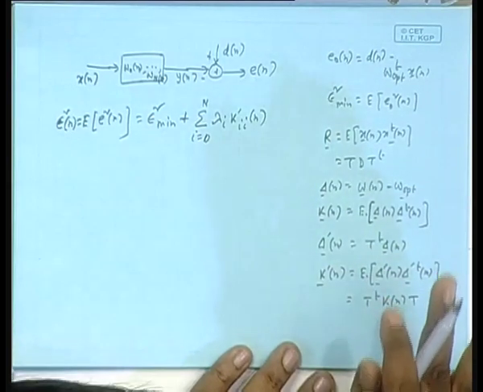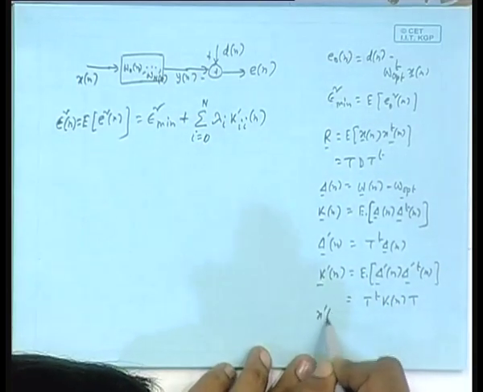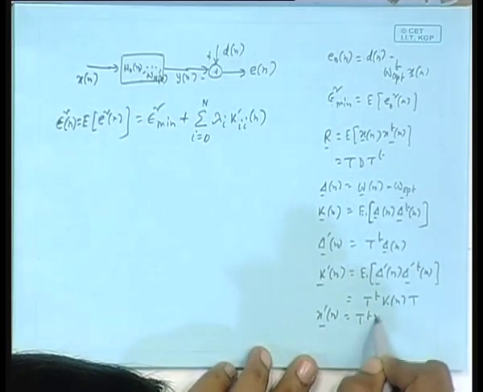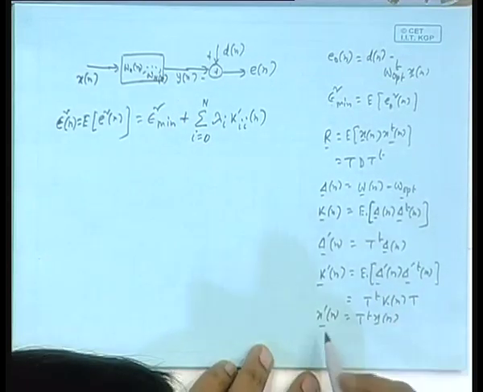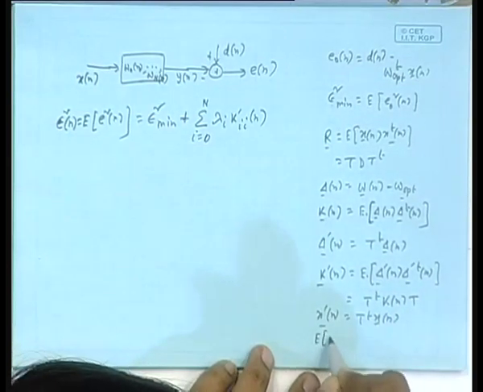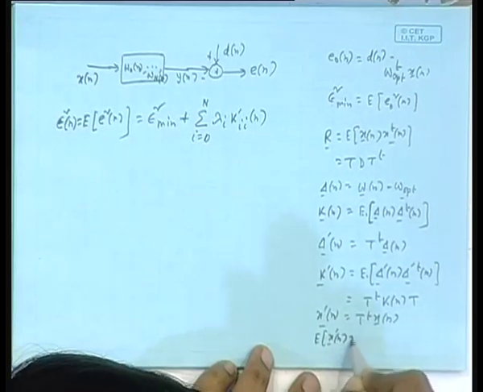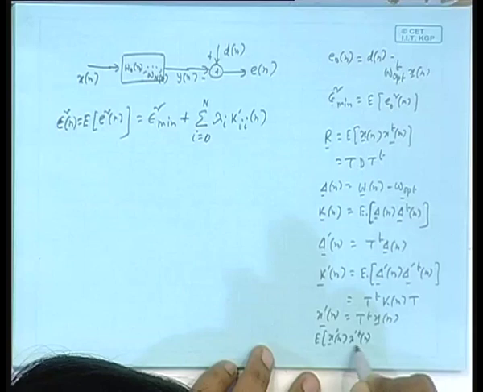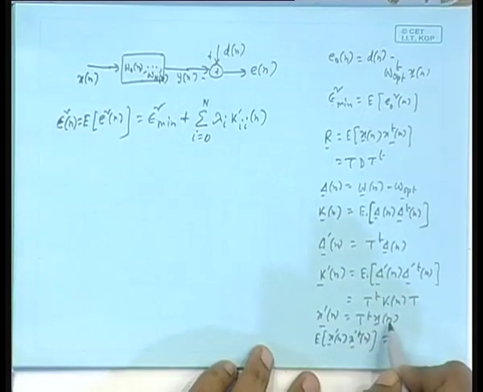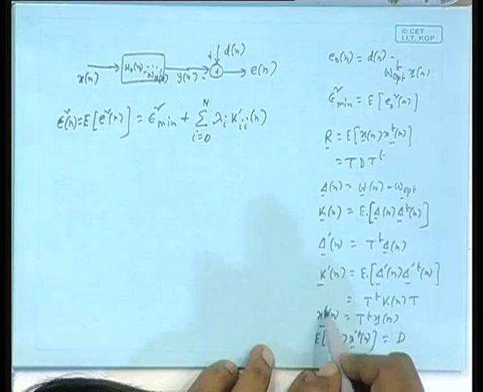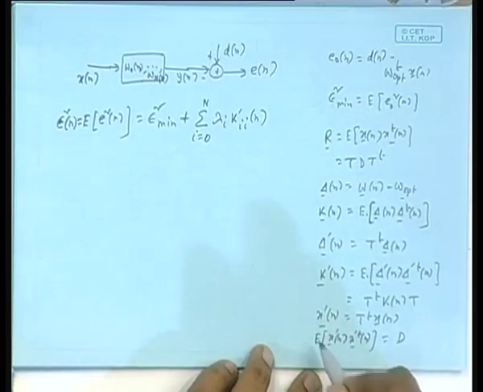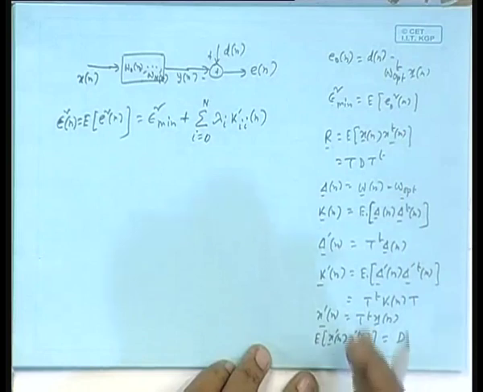This is not diagonal, but if you define another thing, x prime n as T transpose x n, then the components of x prime n will be uncorrelated. If you see its correlation matrix, that will be diagonal, which is equal to D, as we have seen, that is E of x prime n x prime transpose n. If you replace x prime by T transpose x, x x transpose is R, so T transpose R T will be D. So the components of x prime n are uncorrelated; they have a diagonal correlation matrix. This is our dictionary of definitions.